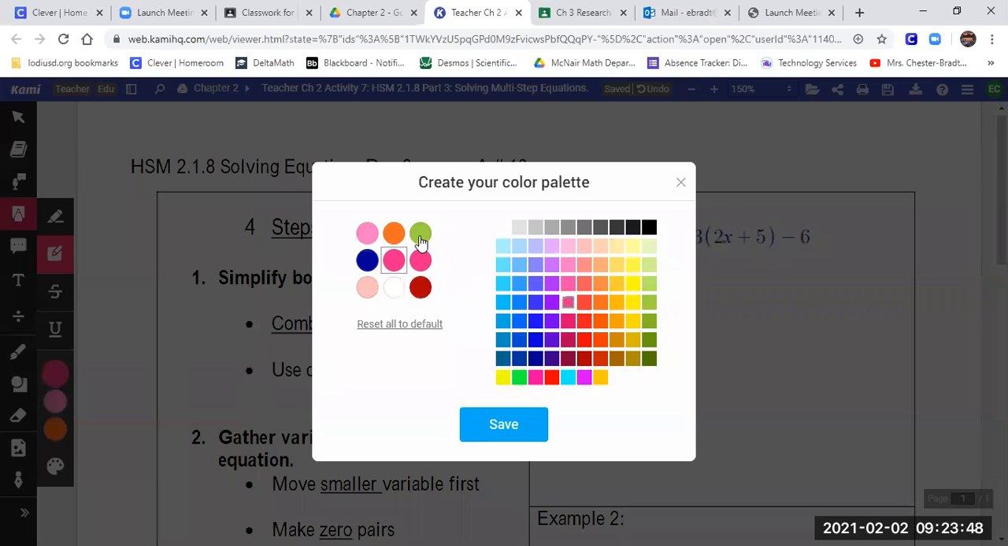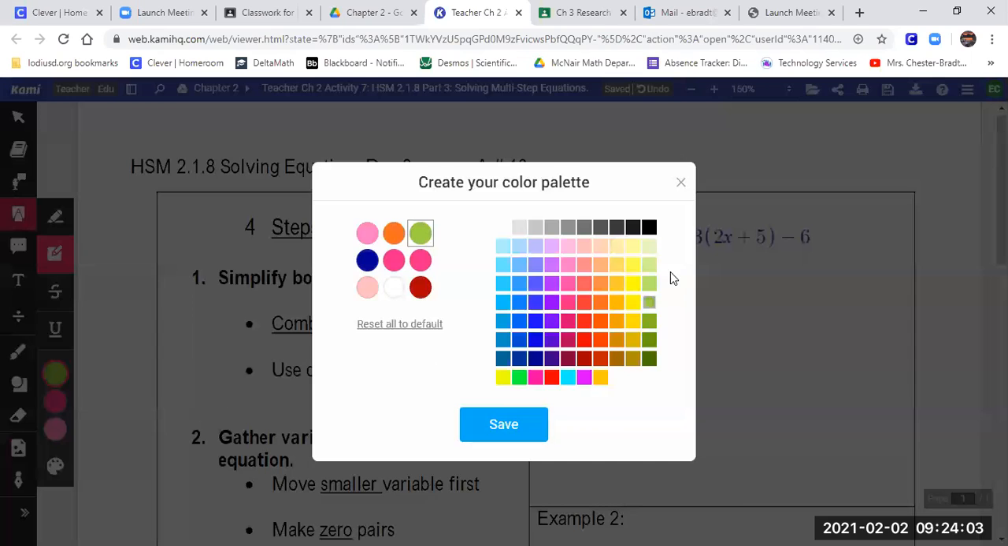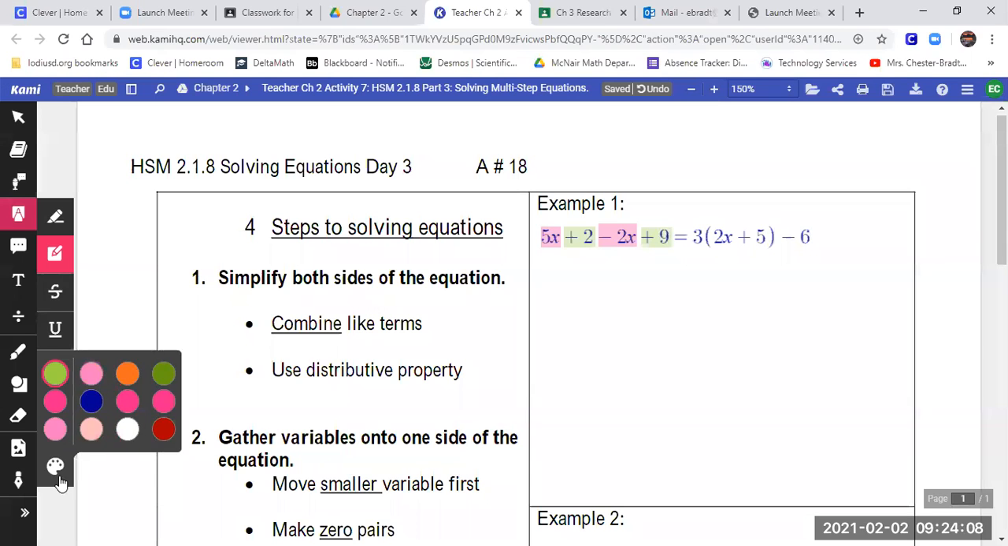The other set of like terms is the positive 2 with the 9. That's not bright green. Let's see. I want a bright green, I want it to show up, not just look gray. Okay, it's a little better. Still kind of grayish to me. Okay, so I need to clean those up.